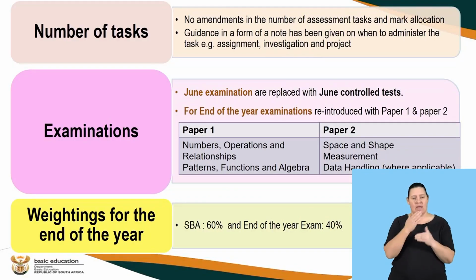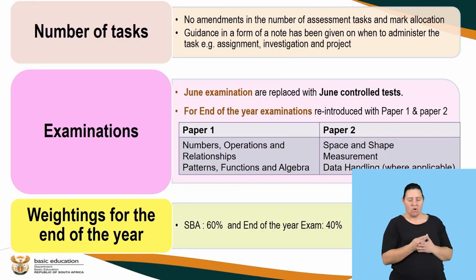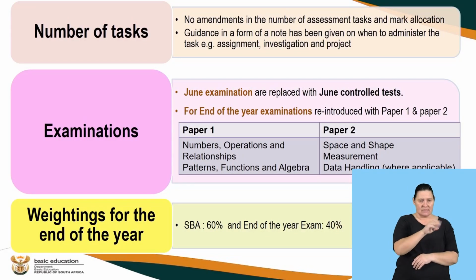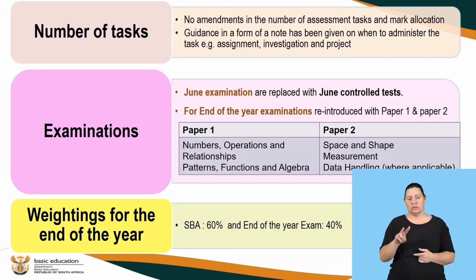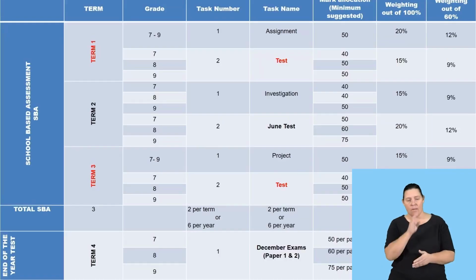Coming to the weighting for the end of the year, the SBA, colleagues, has been revised for the senior phase. Previously, it was 80% SBA and 20% end of the year test. But now for year 2023 to year 2024, it will be 60% SBA and 40% end of the year examination. I'm sure you are familiar with this.